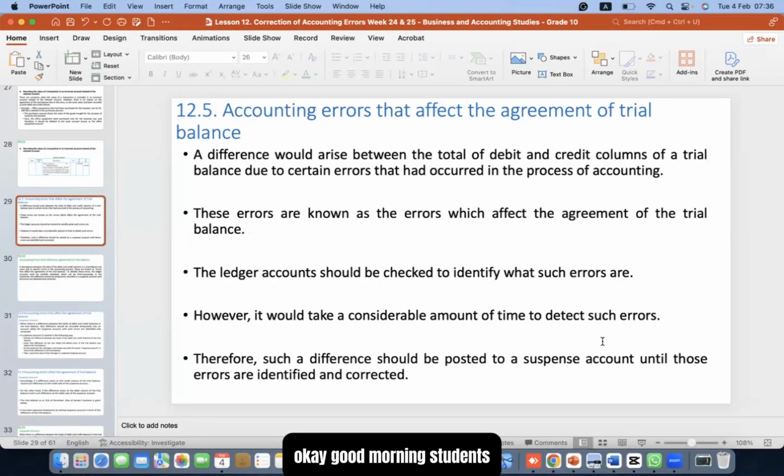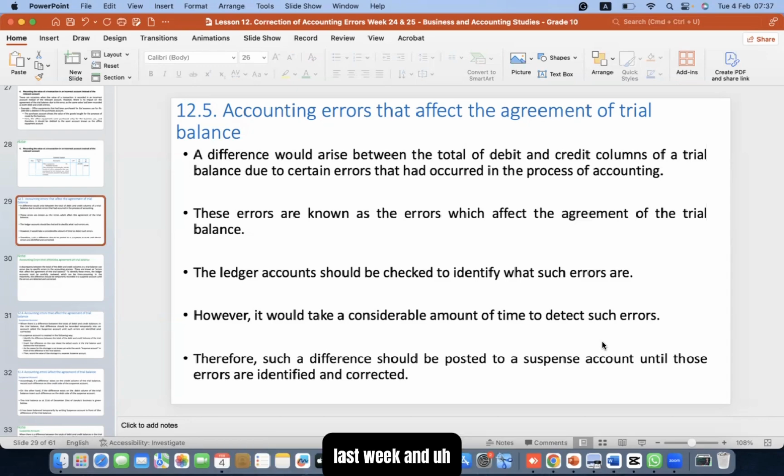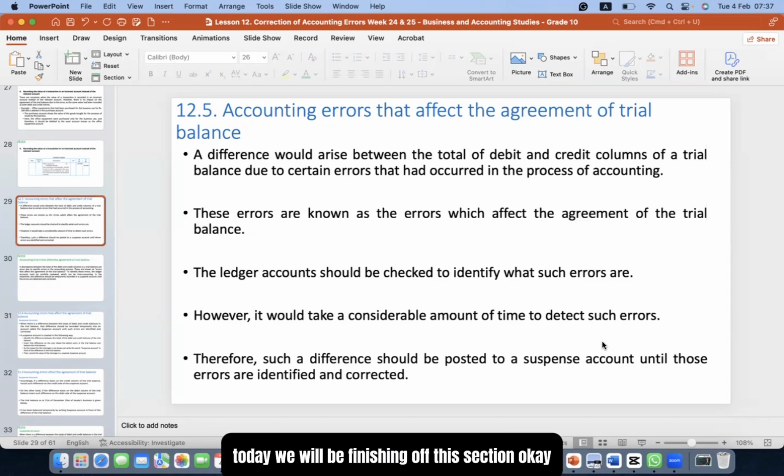Okay, good morning, students. So we are in the final lesson of grade 10, lesson number 12, correction of accounting errors. So we already completed several points with respect to accounting errors that affect the agreement of trial balance last week. And today we will be finishing off this section. Firstly, we learned about the accounting errors that do not affect the agreement of the trial balance.